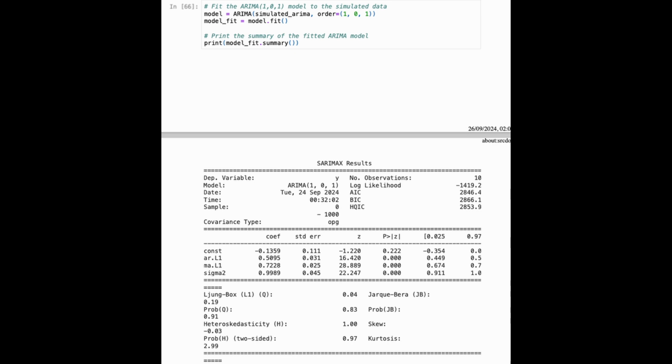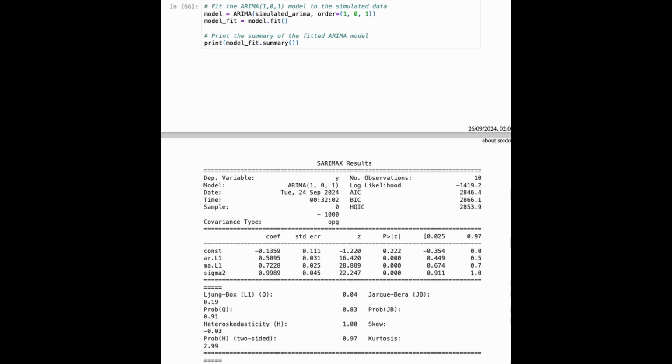The ARIMA model includes one autoregressive term, zero differencing, and one moving average term. This combination helps capture the linear relationships and short-term effects in the time series. Log likelihood: minus 1419.240, a measure of how well the model fits the data, where higher, less negative values suggest a better fit.